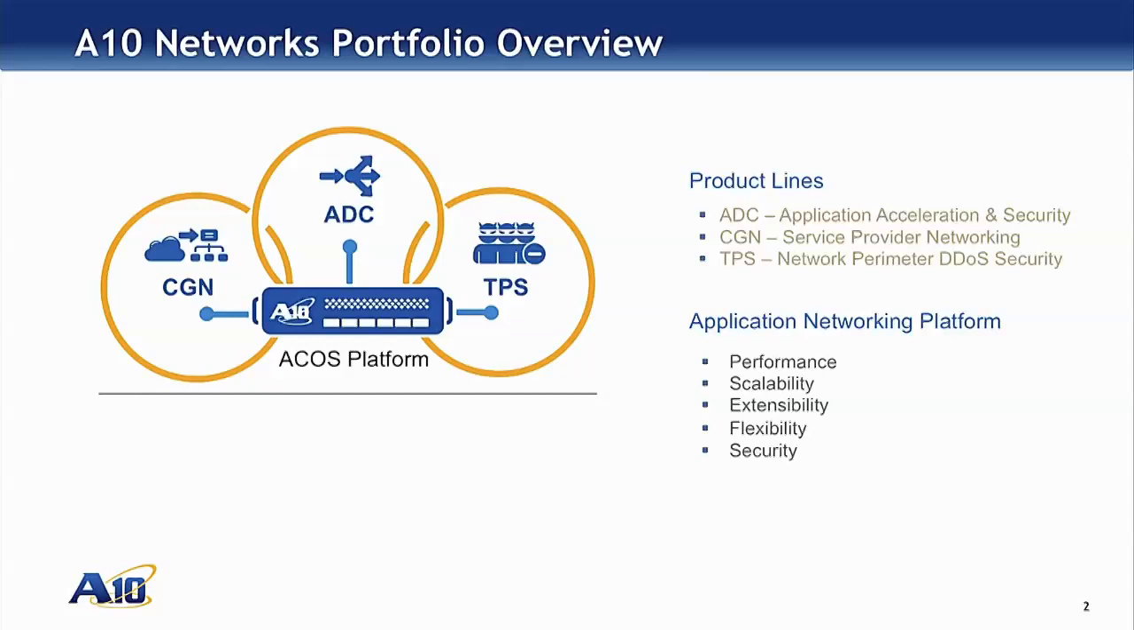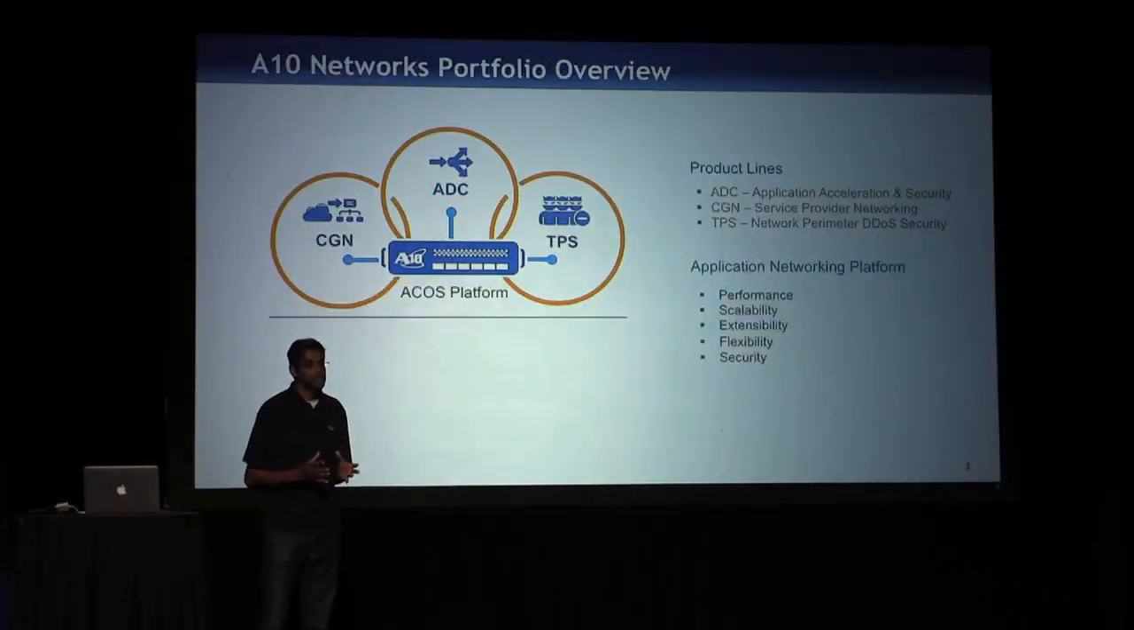All of these products run on the ACoS platform. In my mind, that is one of the key innovations that A10 Networks brings to the market. We're going to talk about it in a couple of slides as we cover the discussion. But the ACoS platform, with the shared memory architecture and the flexible traffic accelerator, provides efficient utilization of multi-core CPU architectures. So that's something that we'd like to talk about today.